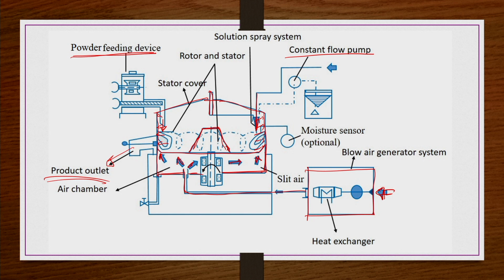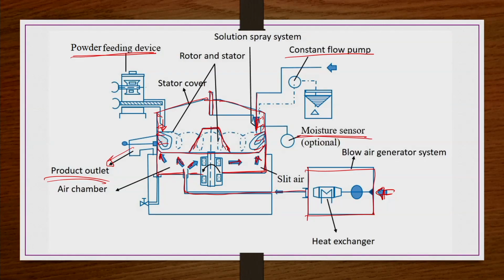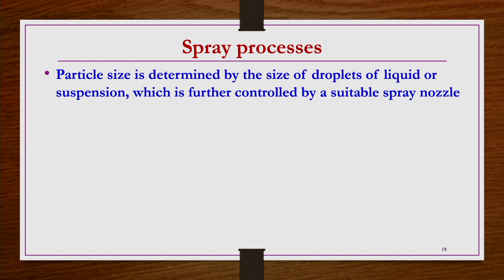So let us say here a moisture sensor is also there, which is again optional. If you want to control the amount of moisture, you do not want to have more moisture inside the equipment, so you can have this, and accordingly you can control the spraying of the binding solution. Next, spray processes.